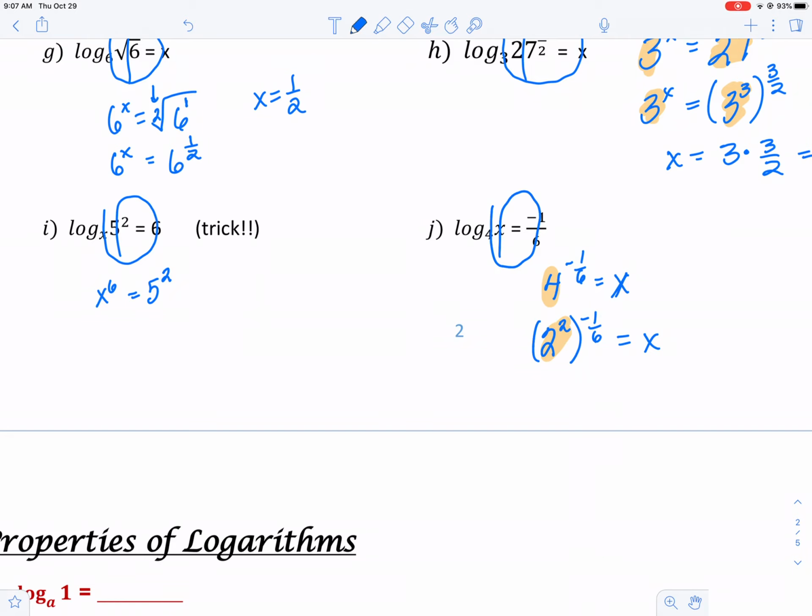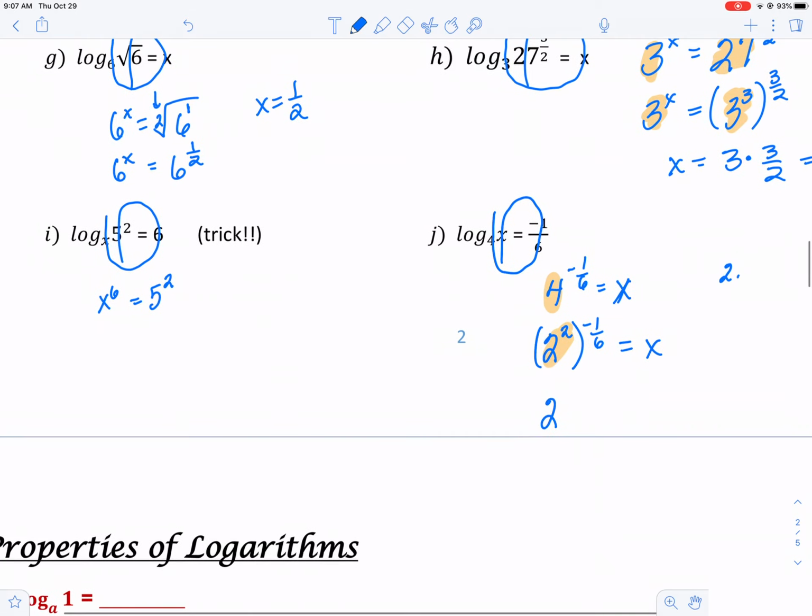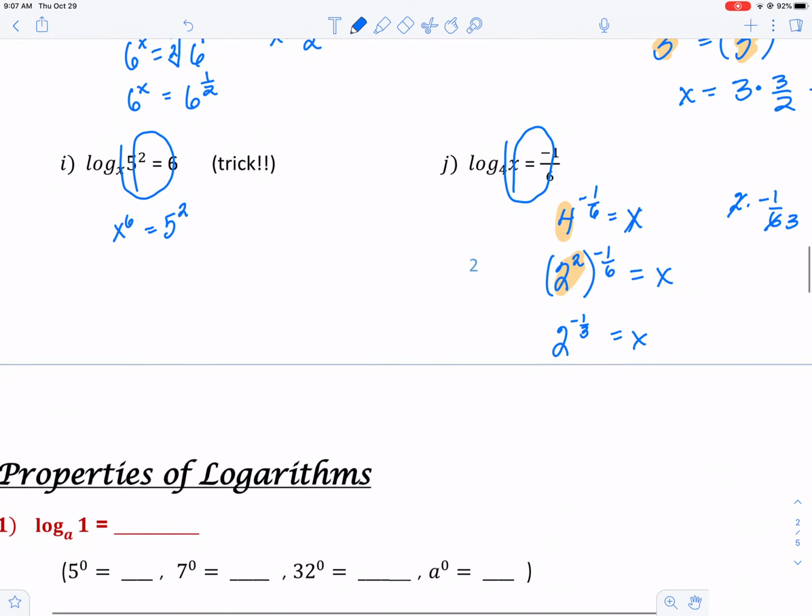So that's going to be 2 to the, let's see, 2 times minus 1/6. So that's going to go in there 3 times. Minus 1/3. All right, so 4 to the minus 1/6 is the same as 2 to the minus 1/3. Now I'm going to put that 2 on the bottom, to make our homesick exponent happy now.